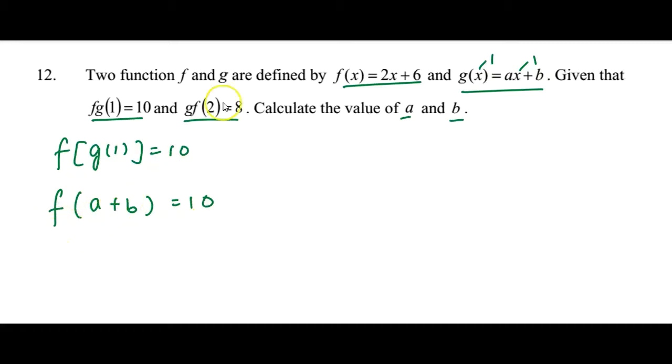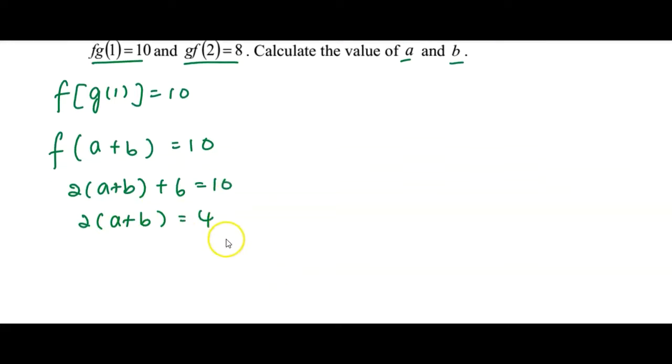What is your f of a plus b? It means that now the x will be replaced by a plus b over here. So this will be 2 times a plus b plus 6 equals 10. Simplify this equation, you will have 2 times a plus b equals 4, and a plus b will be equals to 2. This is your first equation. Or you may write a as the subject. So a in terms of b, you will have a equals 2 minus b. Put it as equation 1.